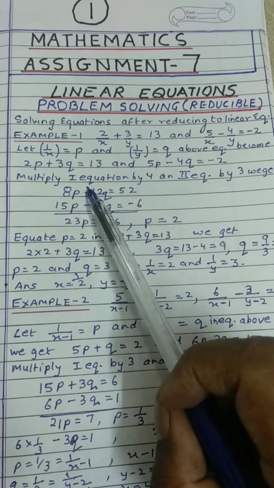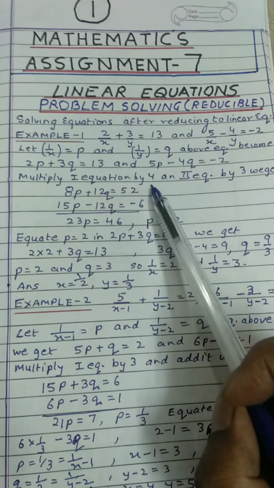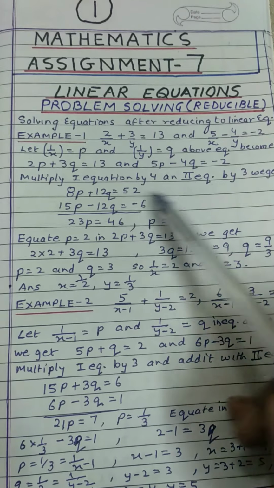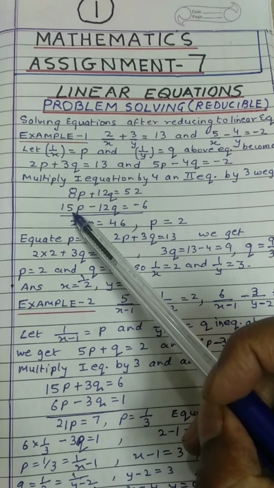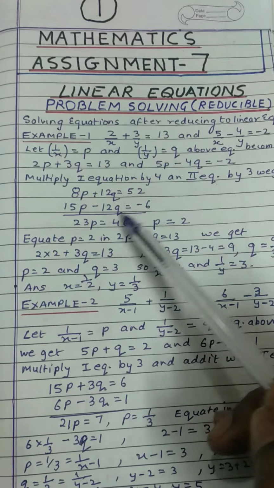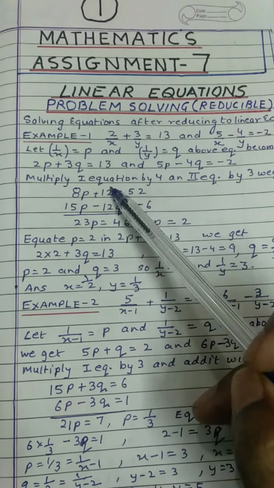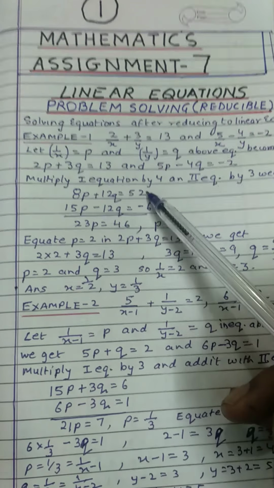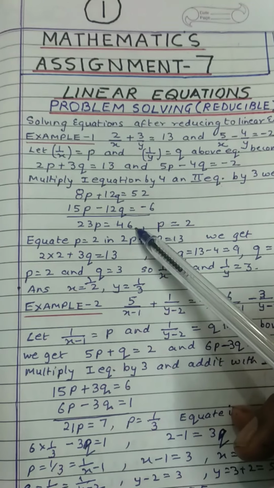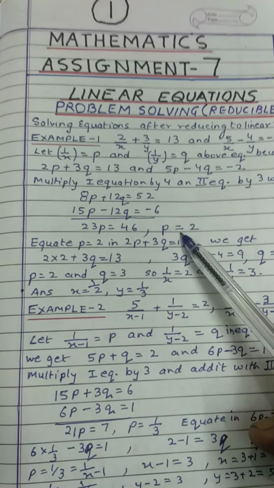How to solve them? Multiply the first equation by 4 and the second equation by 3, we get 8p plus 12q is equal to 52, and 15p minus 12q equals minus 6. 12q cancels out, 8 and 15 is 23p is 52 minus 6, 46. We get the value of p is 2.